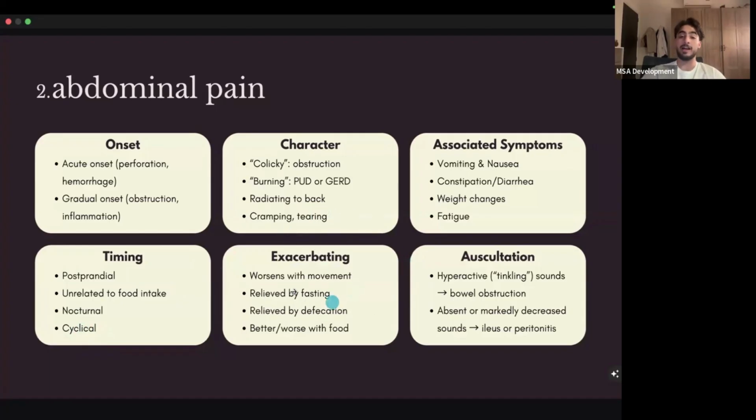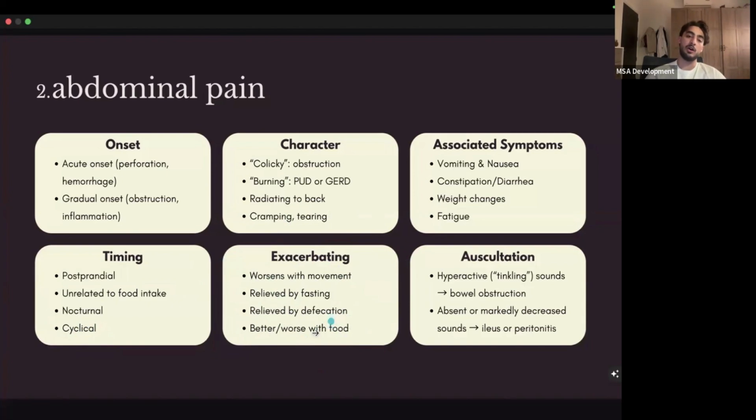Exacerbating and relieving factors. So if it worsens with movement, if it's relieved by fasting, if it's relieved by defecation, this is especially important in IBS. So irritable bowel syndrome is classically, the pain would be classically relieved by defecation. And if it's better or worse with food.